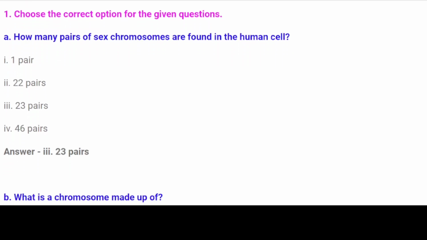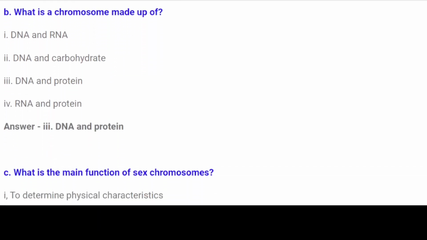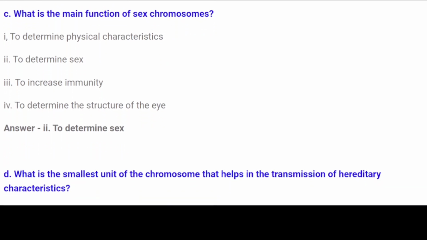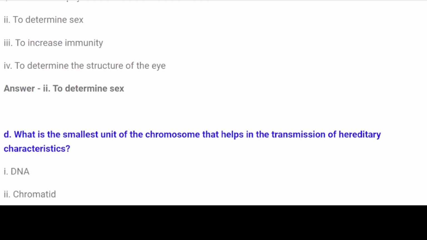B. What is a chromosome made up of? 1. DNA and RNA. 2. DNA and carbohydrate. 3. DNA and protein. 4. RNA and protein. Answer 3. DNA and protein. C. What is the main function of sex chromosomes? 1. To determine physical characteristics. 2. To determine sex. 3. To increase immunity. 4. To determine the structure of the eye. Answer 2. To determine sex.